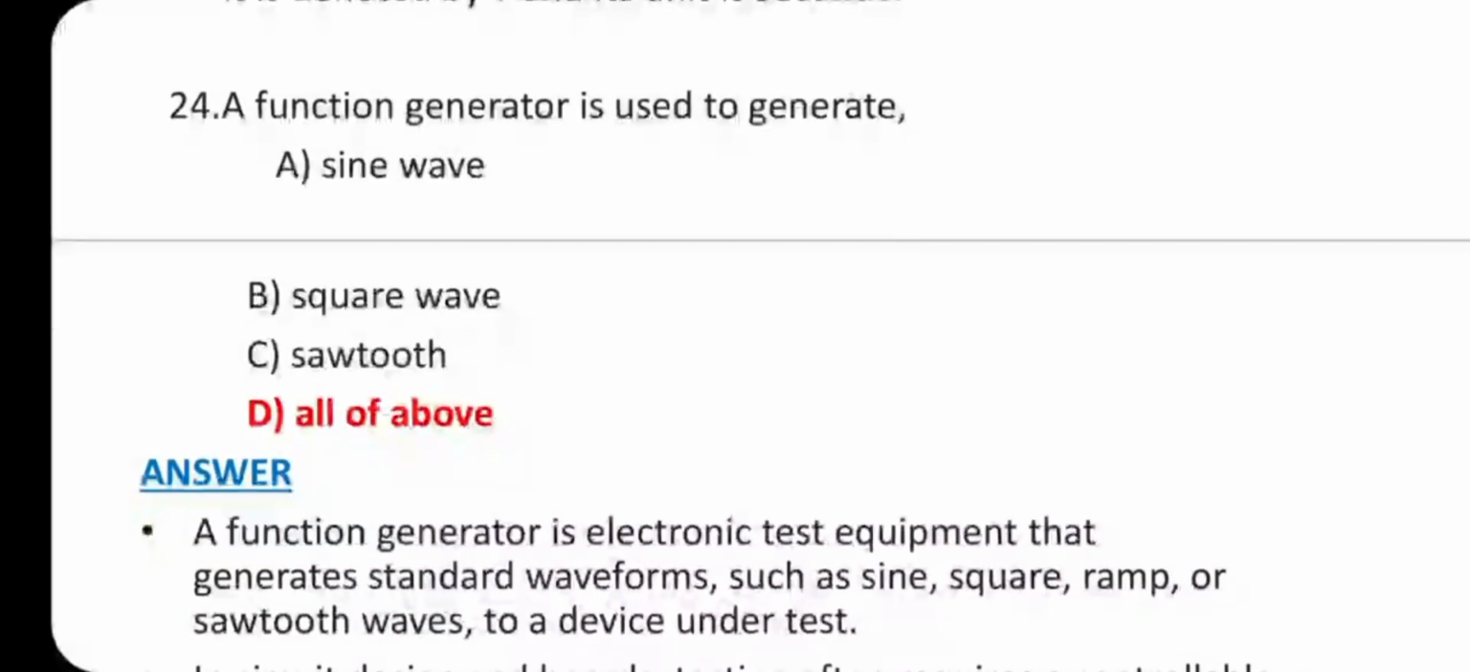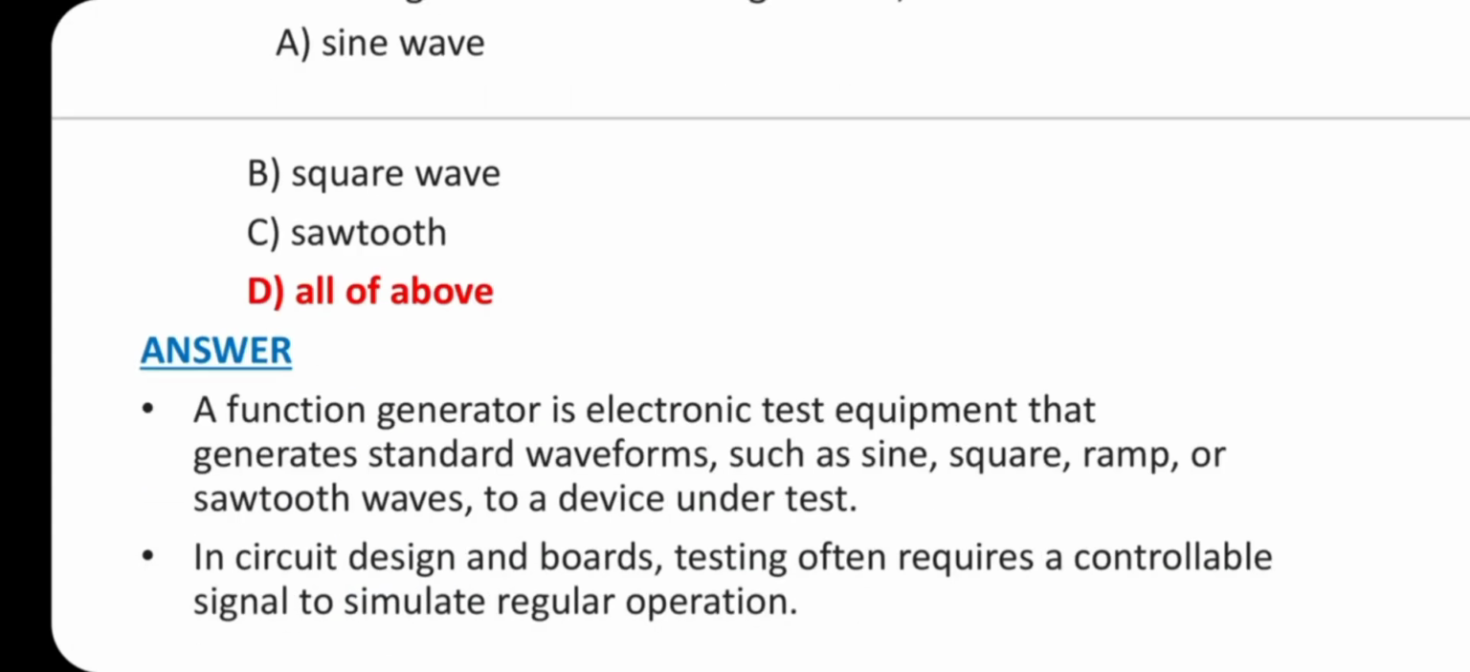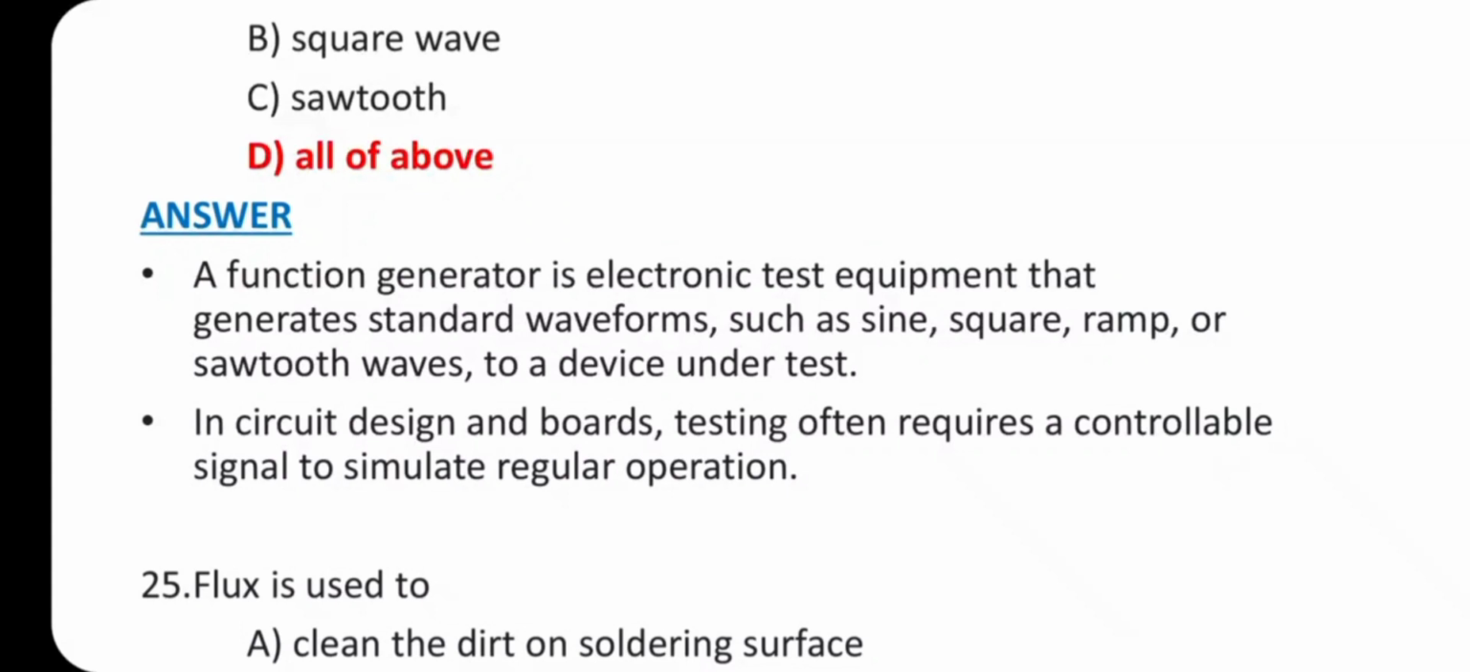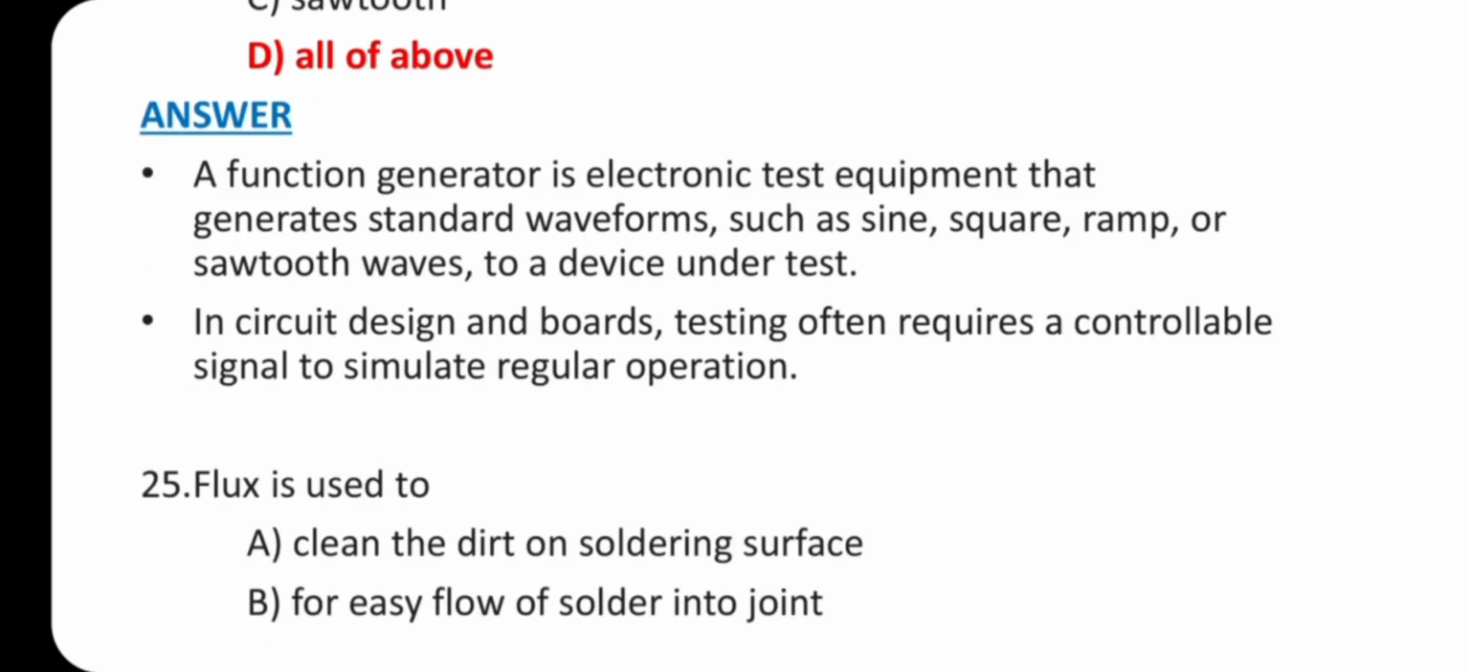Question number 24. A function generator is used to generate, answer is option D, all of above, that is sine wave, square and sawtooth. A function generator is electronic test equipment that generates standard waveforms such as sine, square, ramp or sawtooth waves to a device under test. In circuit design and boards, testing often requires a controllable signal to simulate regular operation.